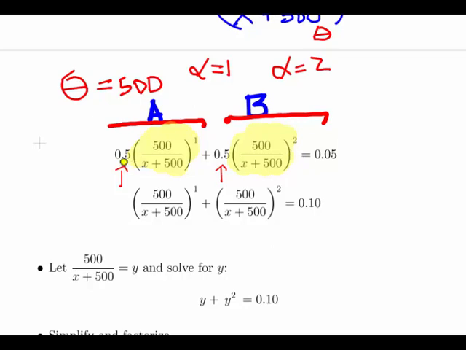Now, this is the probability of it coming from A times the probability that, given that it comes from A, it exceeds x. So it's a conditional probability in this case. This is the probability that it comes from B, and this is the probability that it exceeds x, given that it comes from B.